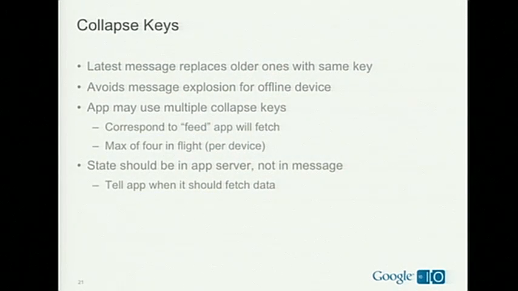When a device is offline for any period of time, we want to avoid message delivery explosion when that device comes online again. A lot of times, say in a mail application, one new mail message is as good as any of the other ones. So if you're on a flight, when you come off the flight, you don't need to receive tens or hundreds of those messages. You just need one. And so when you send a message, you can supply a collapse key. And that collapse key controls how those messages are stored and delivered.